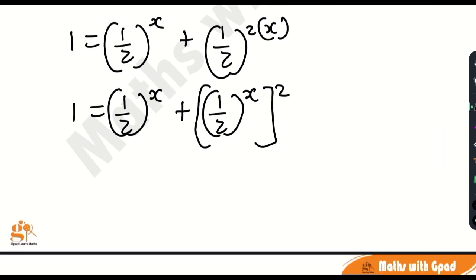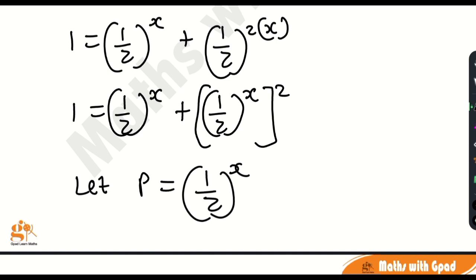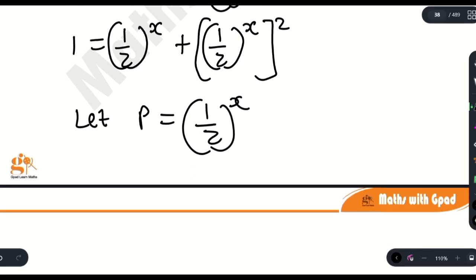Now, I can simply say let p, we can use p, be equal to 1 over 2 all raised to the power x, just to keep things simple. So let's do that right here. It's going to be what?